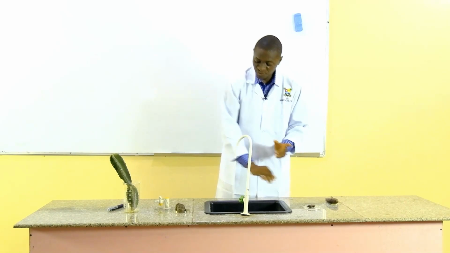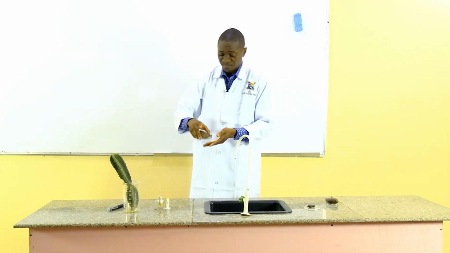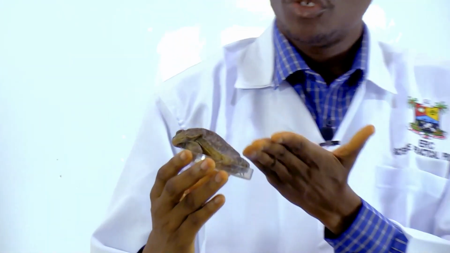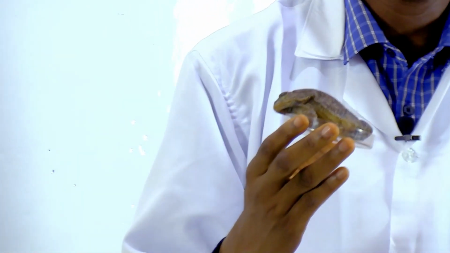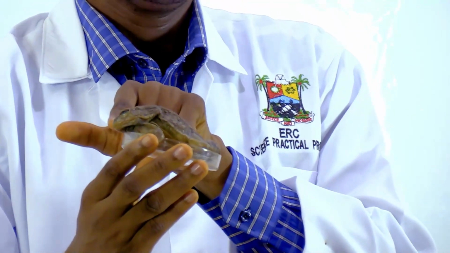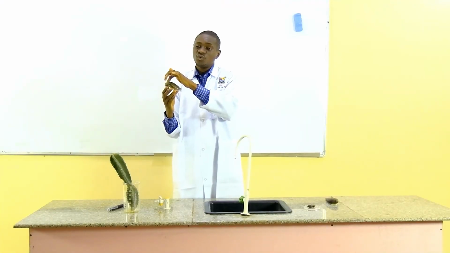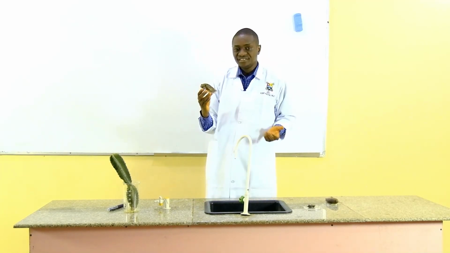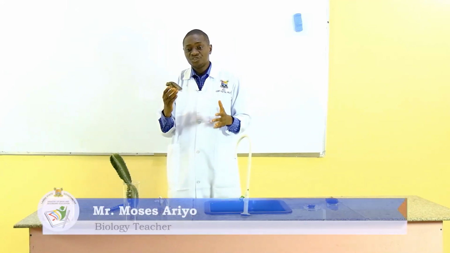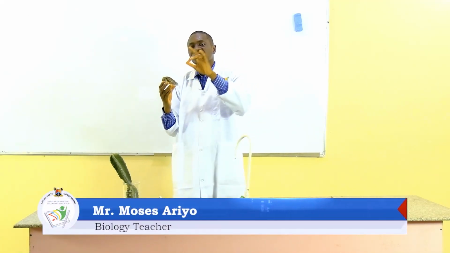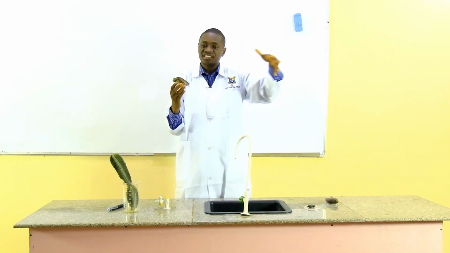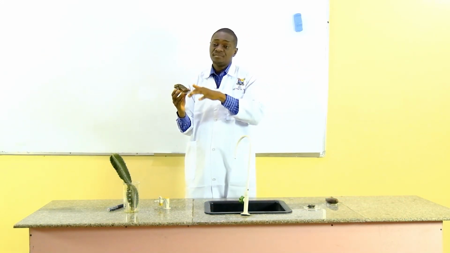Now, let's move to the third specimen, which is a toad. What are the adaptive features of a toad? What are those things you can see when you pick up a toad? Look at the eyes. The eyes of a toad are bulging. They are round and big. What is the function? For the animal to be able to see a wide range of distance around its habitat.